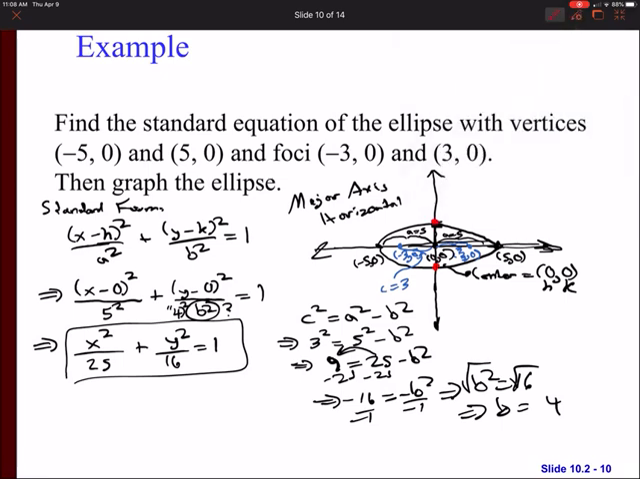I'll put them in red here. We went up and down 4 units, so (0, 4) would be a y-intercept, and (0, -4). So remember, b tells you the distance traveled, right? B is 4. So we've gone 4 units up and down from the center to get to the ends of the minor axis. So there's your graph of that ellipse, given that information.